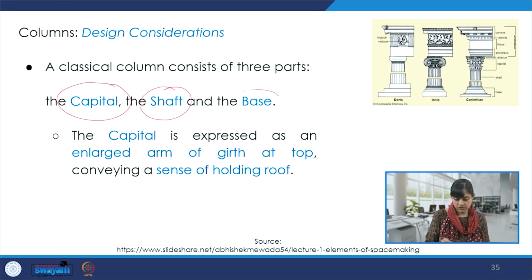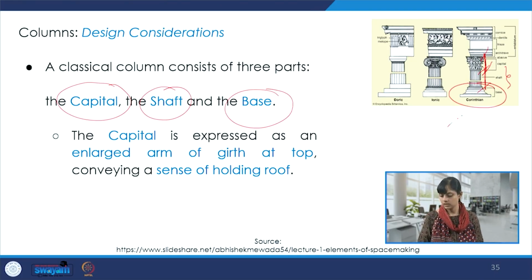There is capital, shaft and base. So over here, this part is the capital. This is the shaft over here and this is the base. And this is the case of Corinthian, this is Ionic order and this is the Doric order. And this entire part is the entablature.